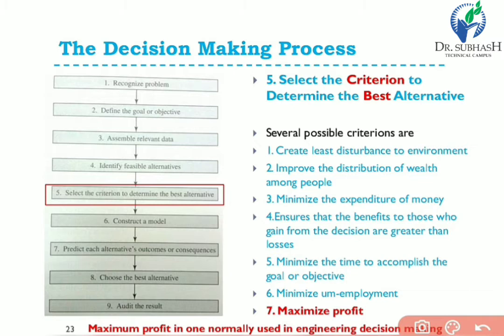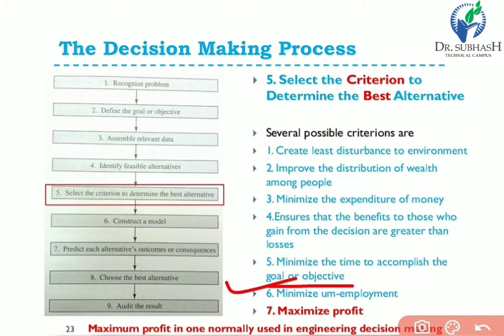Fifth one is minimize the time to accomplish the goal or objective. It means that in minimum time we can achieve our goal. Our decision must be preferable to that. Sixth one is minimize unemployment. It also means that unemployment is not included in our decision.